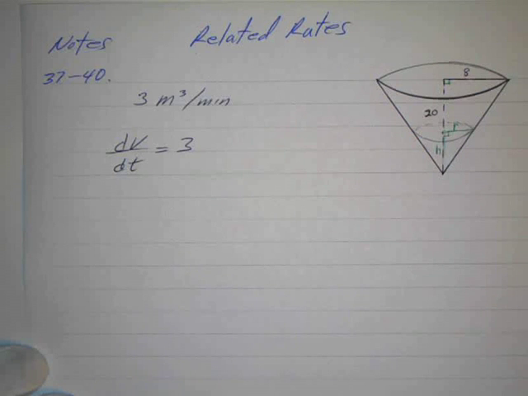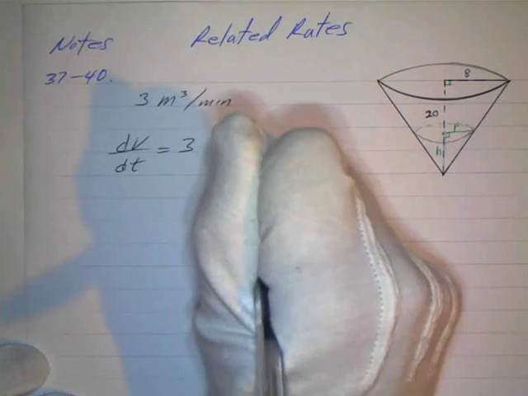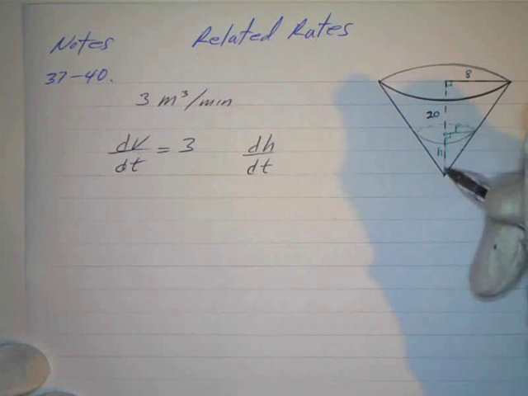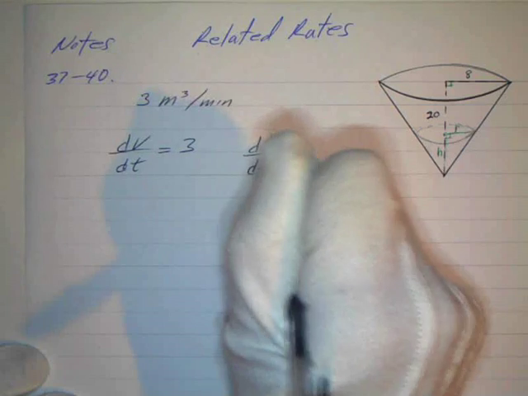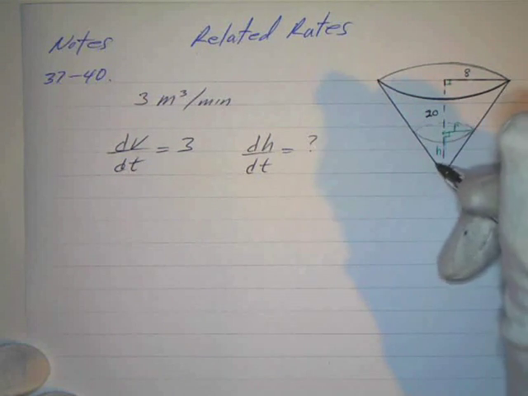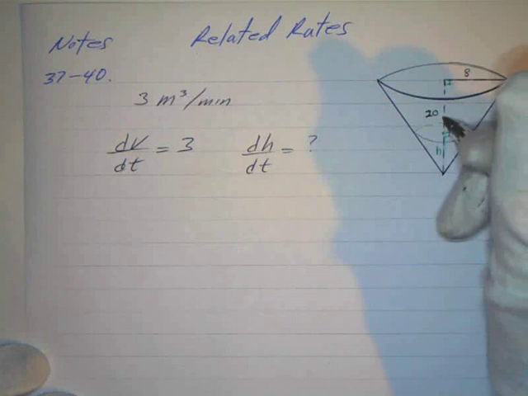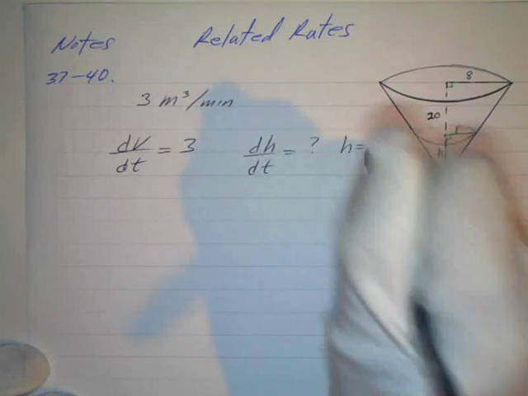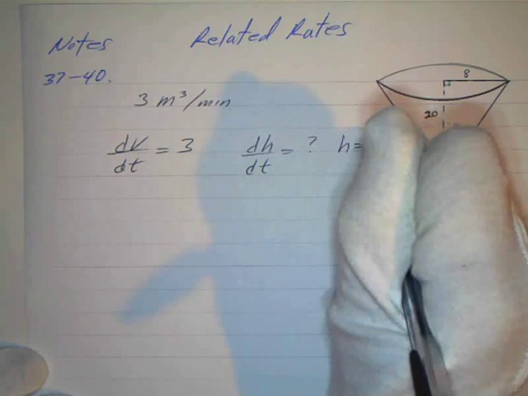And how fast is the water level rising? So we're looking for dh/dt. This is the height. We'll see how fast this is changing, or what dh/dt is. That's what we're looking for. Because remember we talked about this before in class, the lower it is, the faster it's going. As it gets higher, it starts going slower. So when h equals 5 meters.